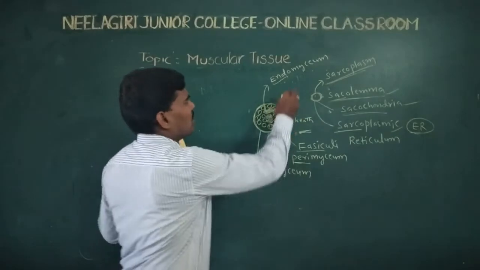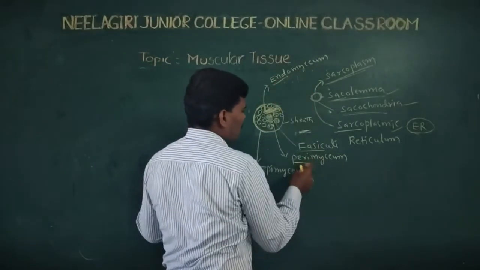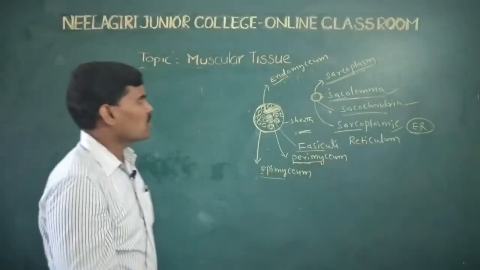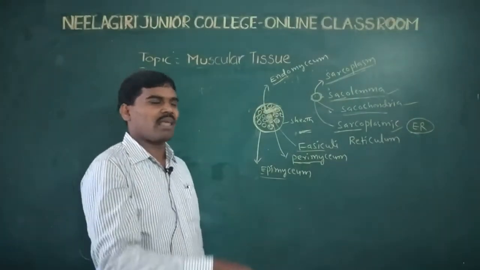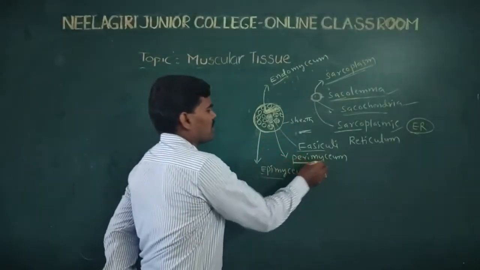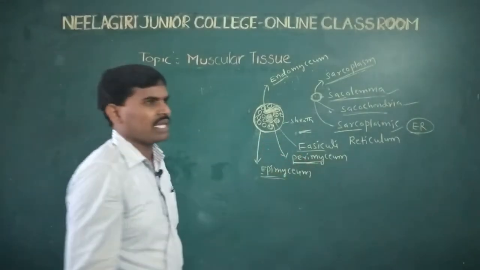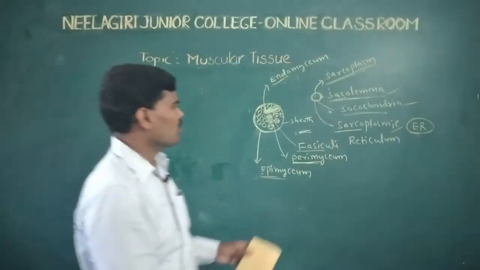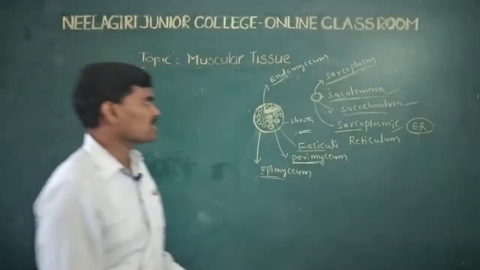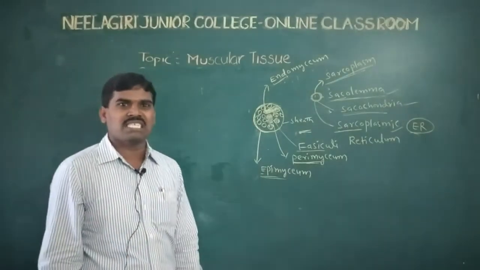So there are three layers: endomysium layer, perimysium layer, and epimysium layer. The endomysium layer is the inner layer, the perimysium layer is the middle layer, and the epimysium is the outer layer. These are the three layers in the formation of muscles.